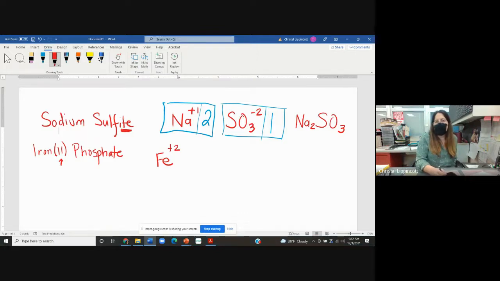Now, I need to find phosphate. What did I say if it ends in ate or ite? Flip over your periodic table and find phosphate and fill in that formula here. Go.